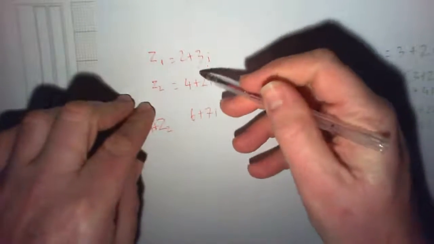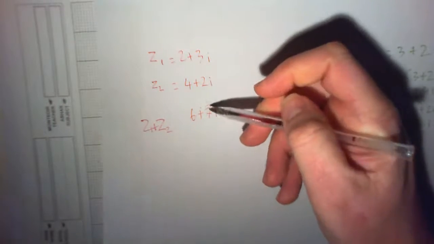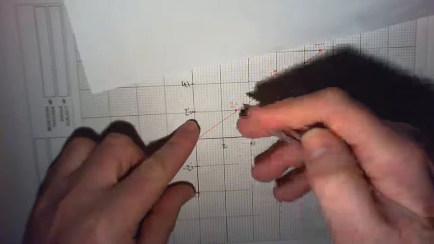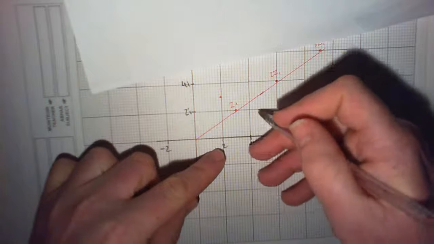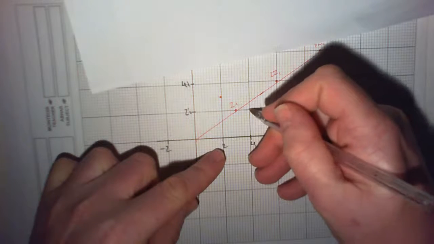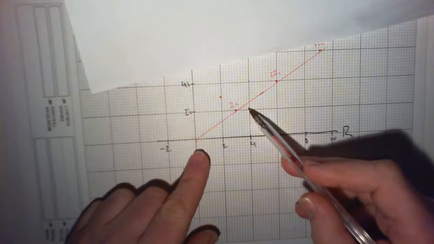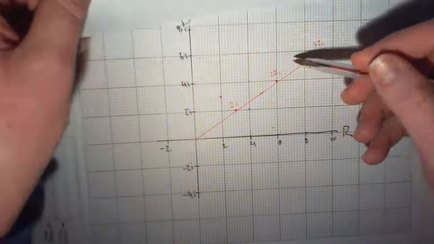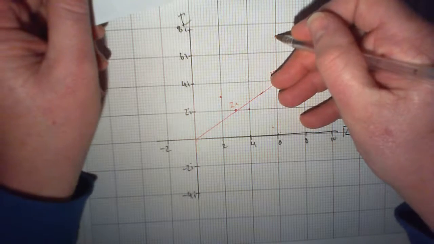Let's see what they look like and then see what their addition looks like as points. So Z1 is 2 plus 3i. Z2 is 4 plus 2i. So that's them there now. The other one, 6 plus 7i, is up here.